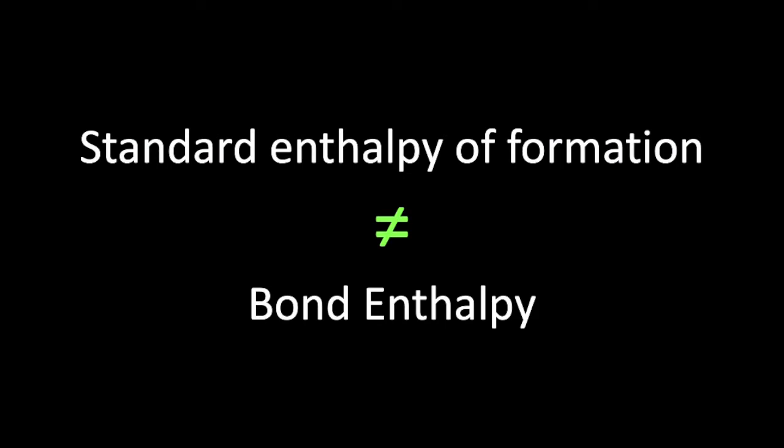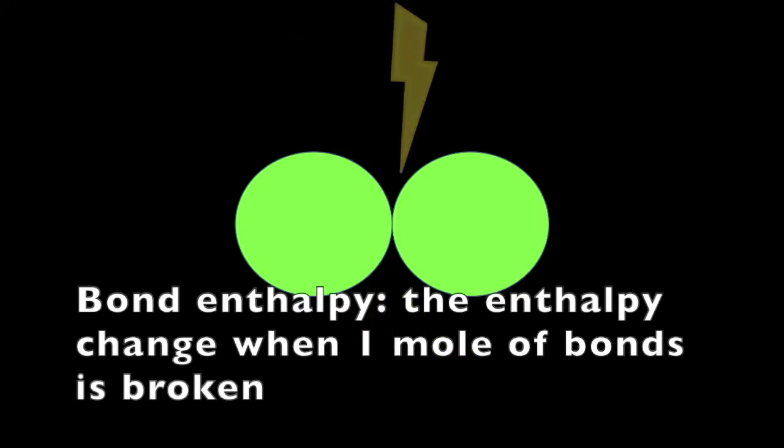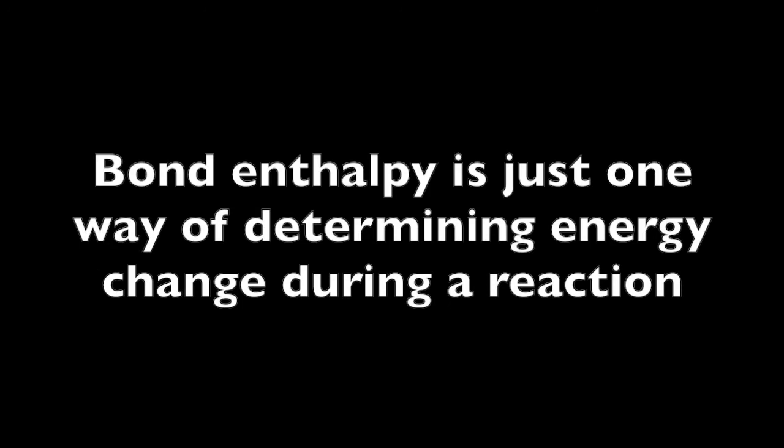Standard enthalpy of formation is different from the bond enthalpy we talked about in the previous video. However, there are some similarities that make these two things easy to confuse. The bond enthalpy is the enthalpy change when 1 mole of bonds is broken, and we can use these bond enthalpies to calculate the energy change if we imagine we're vaporizing the substance and breaking the bonds and then forming new ones. Remember that bond enthalpy is only applicable to compounds in their gaseous state.